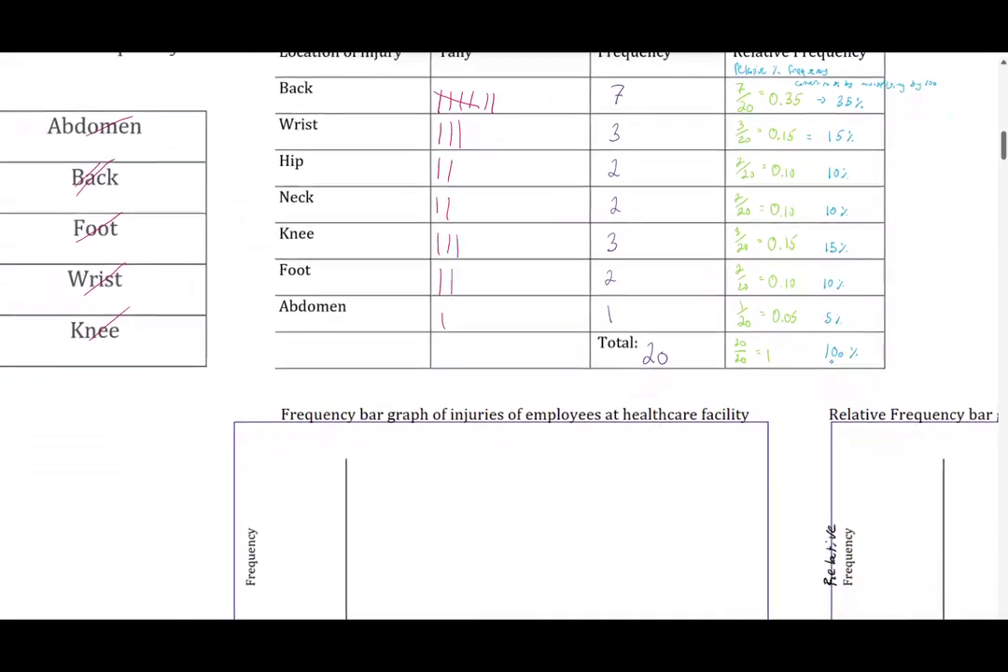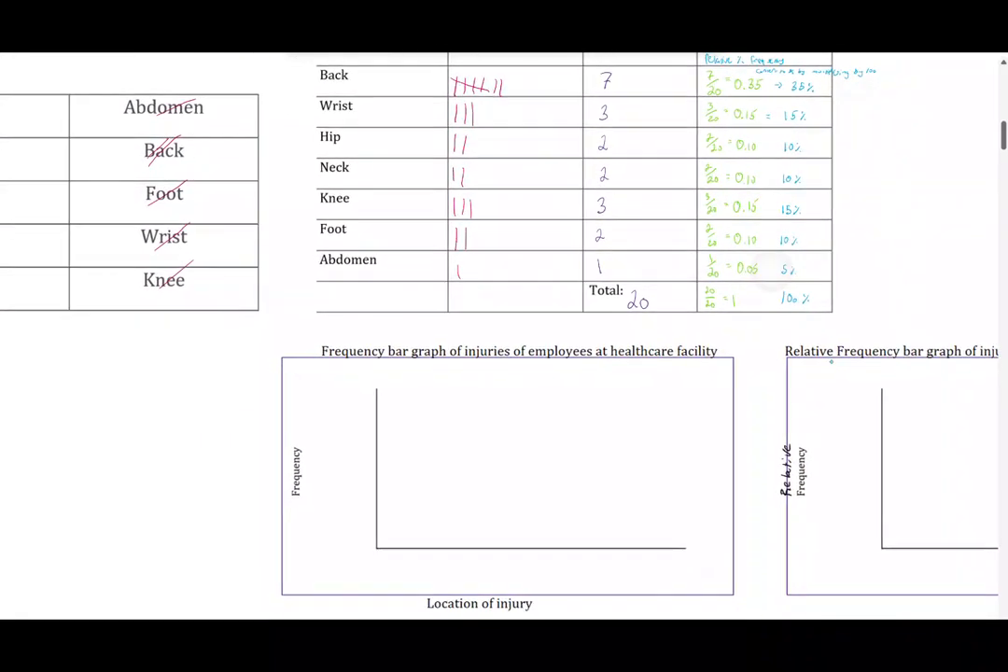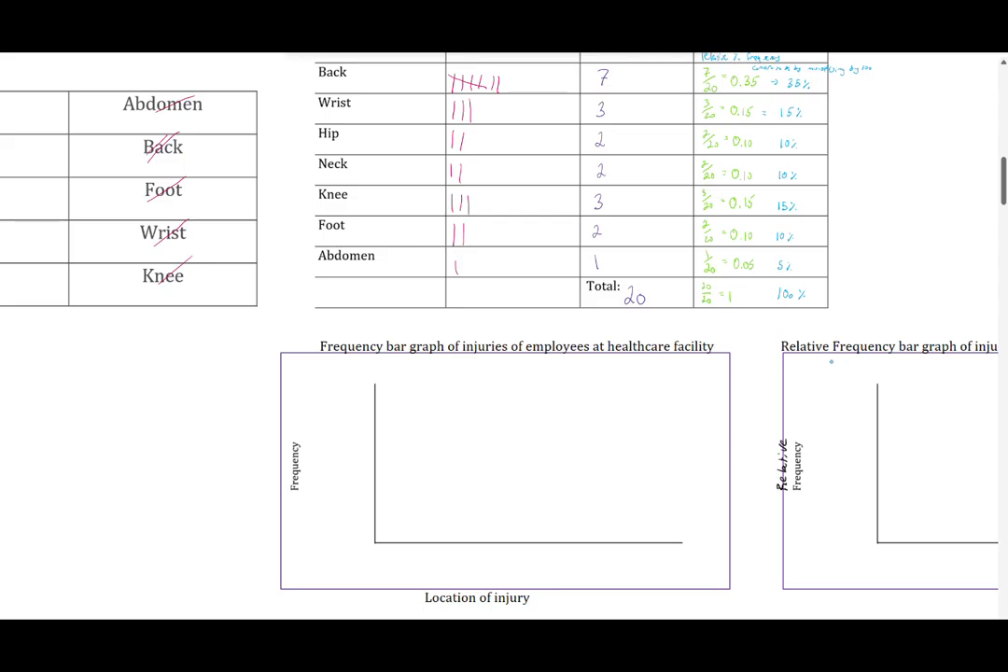From here, we can now graph a bar graph for the location of injuries and their frequencies at this healthcare facility. It's going to be a little bit hard for me to show all of this on the same screen, so I had to zoom way out. But basically what we're going to do here is add in our locations of injuries. We will have back, wrist, hip, neck, knee, foot, and abdomen.